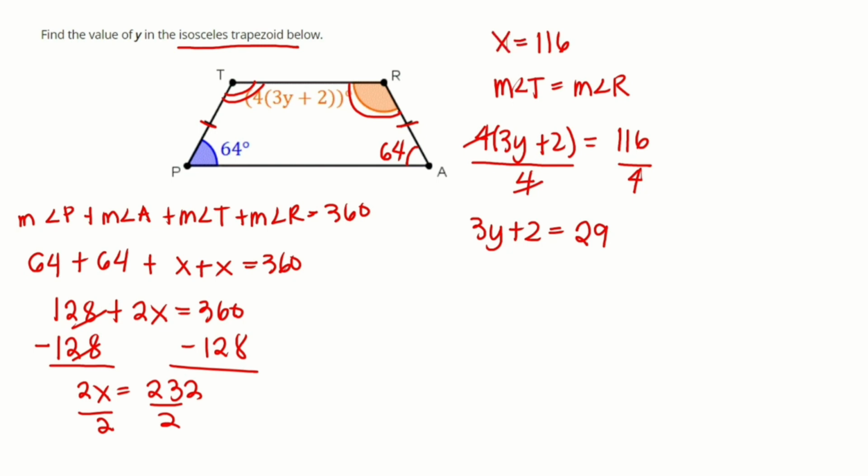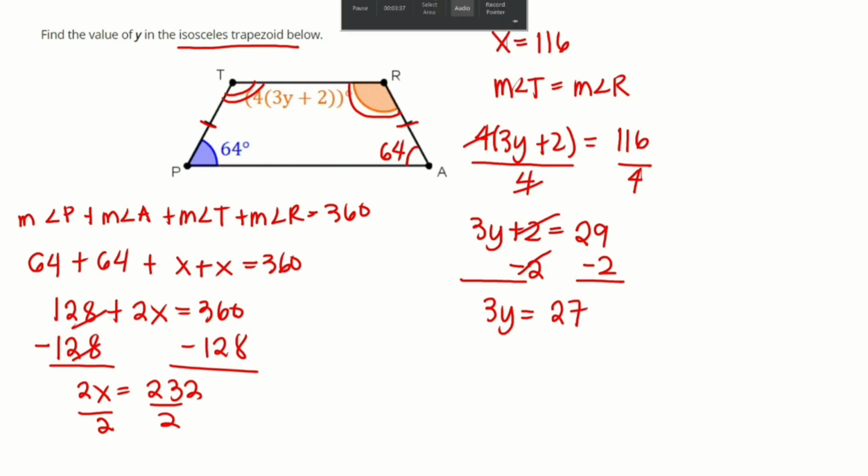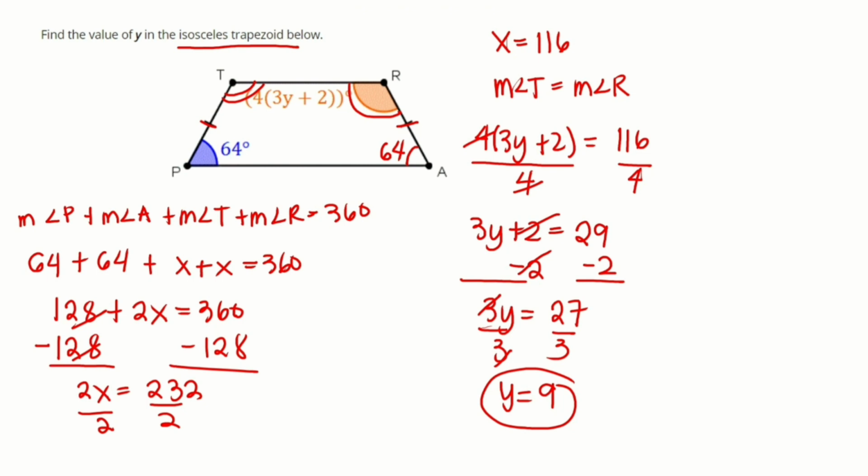Next, we will apply the subtraction property of equality. So we will subtract both sides of the equation by 2. So this is cancelled out. What is left is 3y is equal to 29 plus negative 2. The answer is 27. Okay, divide both sides of the equation by 3. Then the value of y is equal to 9. Okay, so that is our answer.